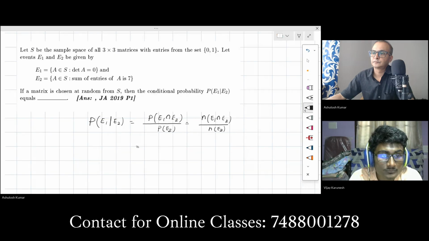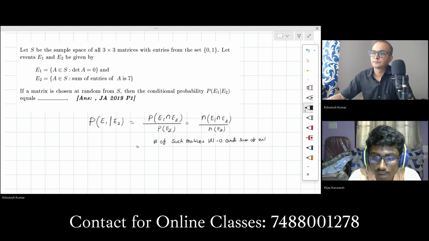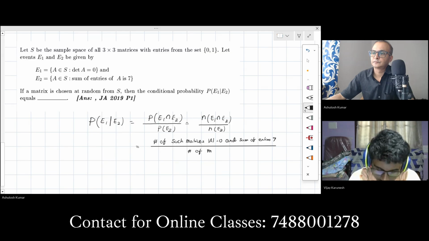So I need to have the number of such matrices. The elements will be 7 ones and 2 zeros. So let me count such matrices whose determinant is 0 as well as the sum of entries is 7. Correct or not? Yes, sir. And then for the denominator, what do we have to do? The number of matrices with the sum of entries equal to 7. Yes.